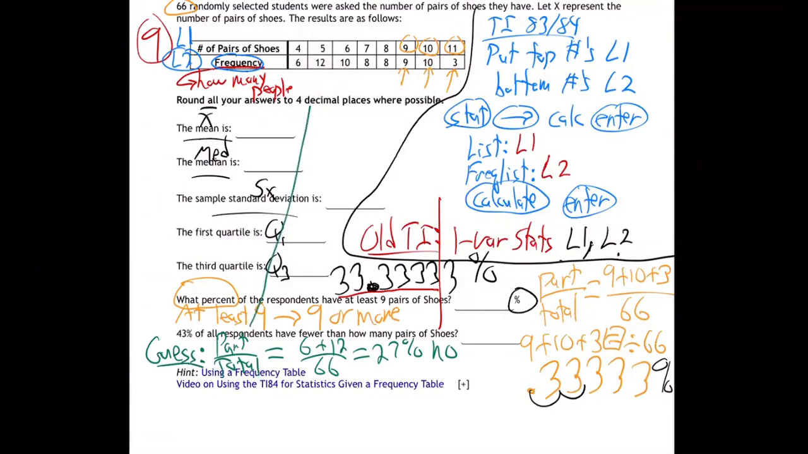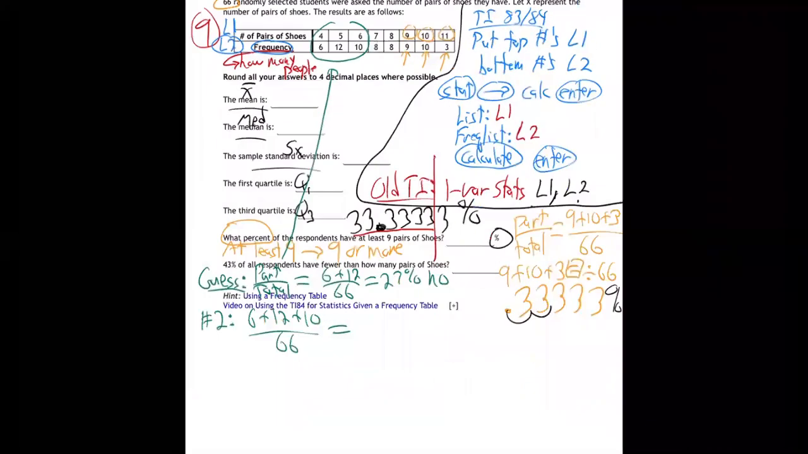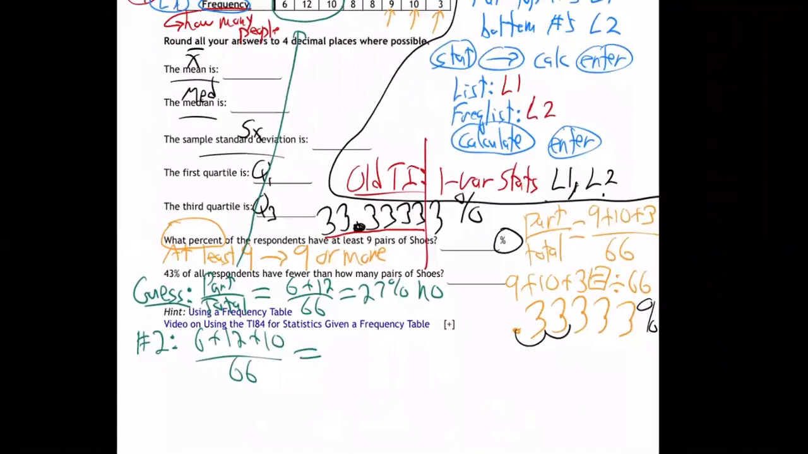Maybe it's all 3 of these. Maybe. So my next guess, number 2. So now that would be 6 people plus 12 people plus 10 people over 66, wouldn't it? Let's see if that's right. Okay, so let's try it. 18, what's that? 28 divided by 66. There it is. I'm getting 42.4%. That's close to 43. Close enough. Close enough. So that must be my answer.